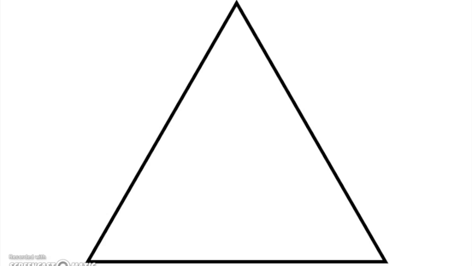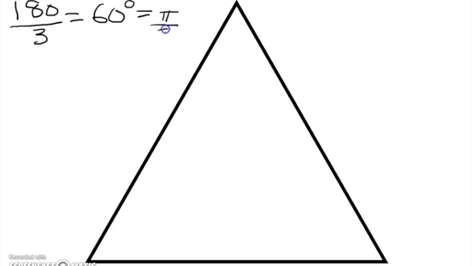There are 180 degrees in any triangle. For the particular case of an equilateral triangle, all three angles are equal. This means that each angle is 60 degrees. In the language of radians, each angle is pi over 3 radians.